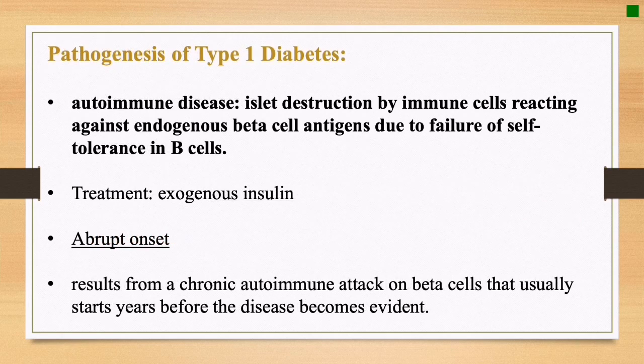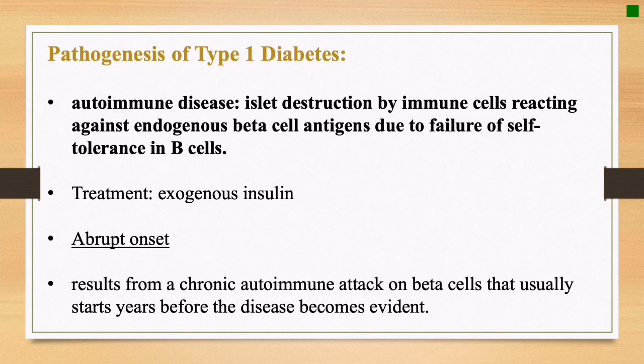Regarding the pathogenesis of type 1 diabetes, type 1 diabetes is an autoimmune disease in which islet destruction is caused primarily by immune cells reacting against endogenous beta cell antigens, and this is due to the failure of self-tolerance in beta cells. Most patients with type 1 diabetes depend on exogenous insulin for their survival. So without this insulin, they may develop serious metabolic complications like ketoacidosis and coma.